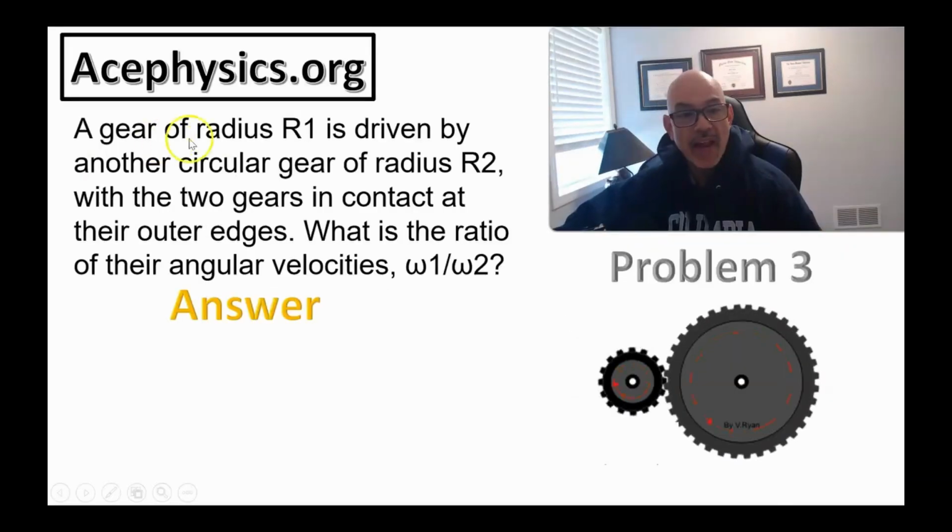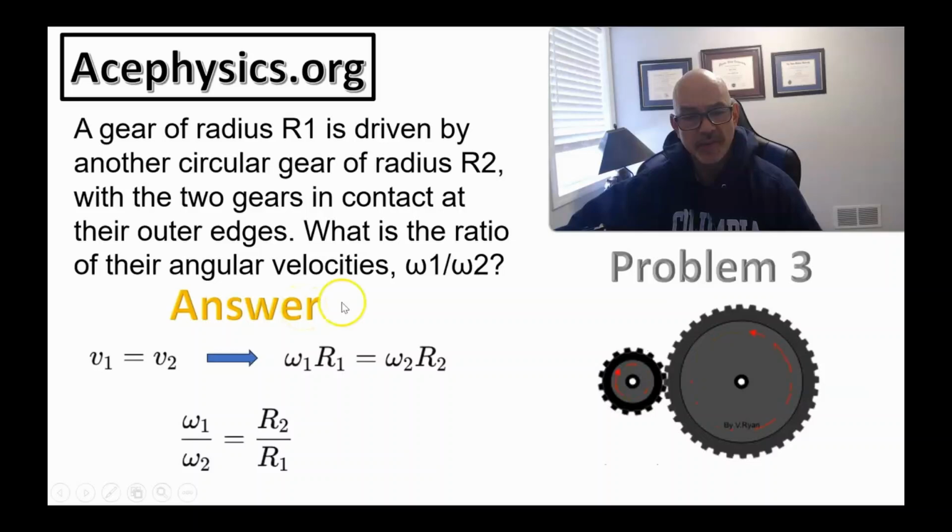Problem number 3. A gear of radius r1 is driven by another circular gear of radius r2. When the two gears are in contact at their outer edge, what is the ratio of their angular velocities, omega 1 by omega 2? And here's the answer. The tangential velocity at the edge where the two gears meet has to be the same, otherwise they'd be slipping. So we know v1 has to equal v2.